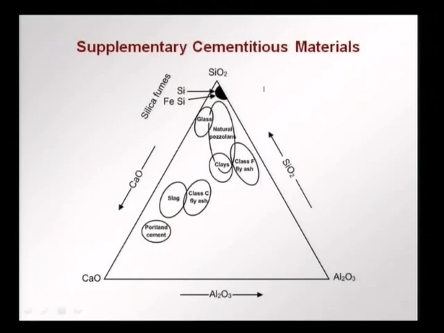So, we see that these admixtures have different proportions of silica, alumina and calcium oxide, and depending on these proportions, the reactivity and how they behave in concrete is different.